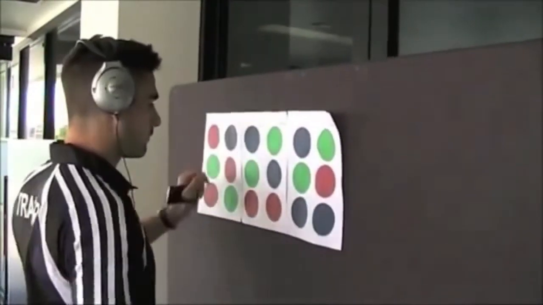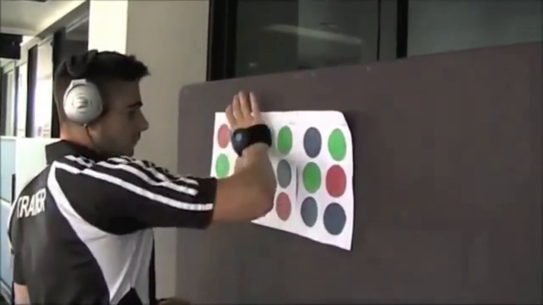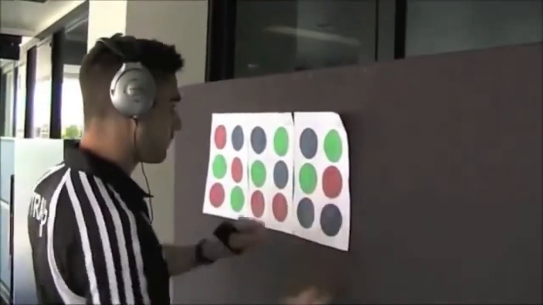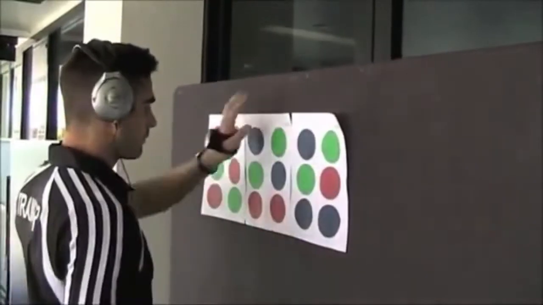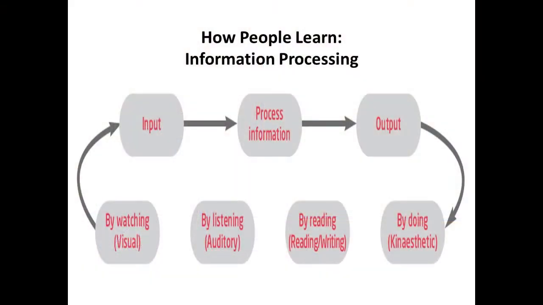Okay, you get the picture. So basically what we're looking at there is how that particular athlete listens to instructions, processes that information, and touches colours. Okay, I'll come back to that in about 15 minutes. So just staying on this process of how we learn, we're all different individuals and we have to adapt our coaching style and our teaching style to that.